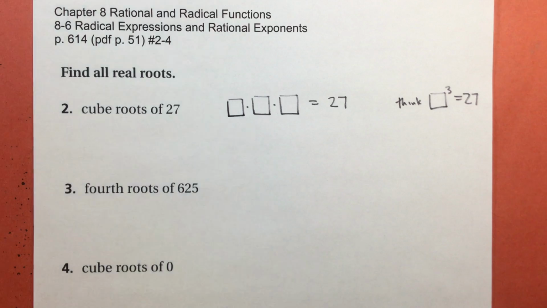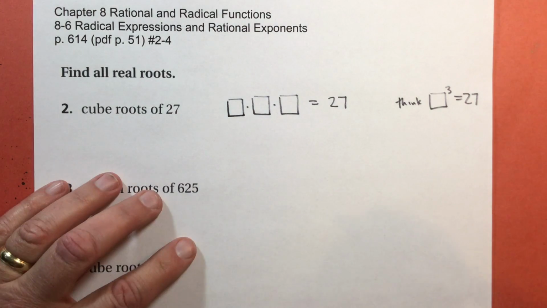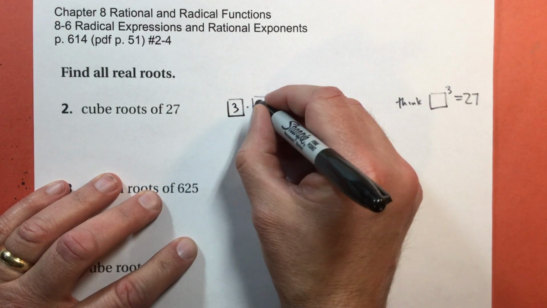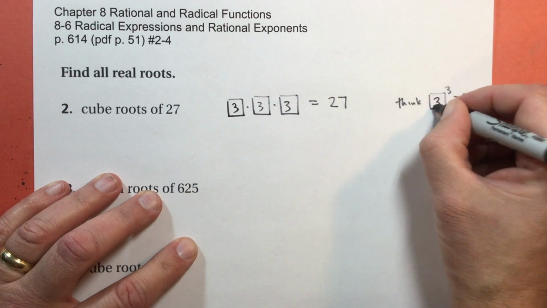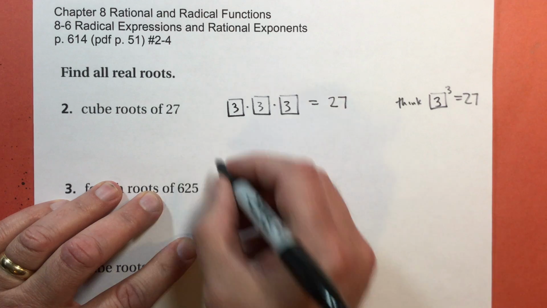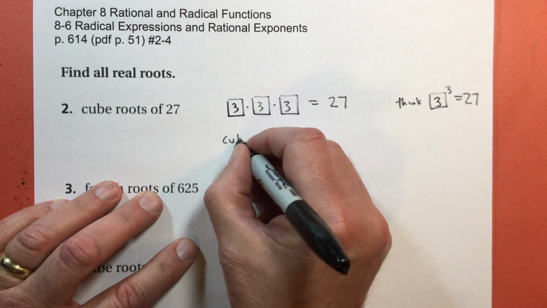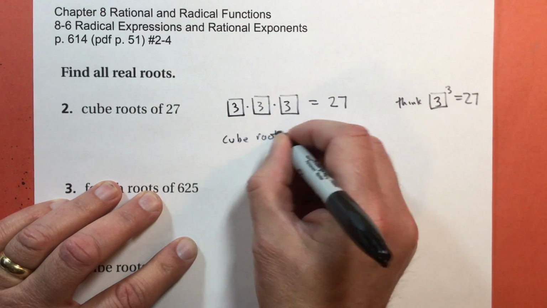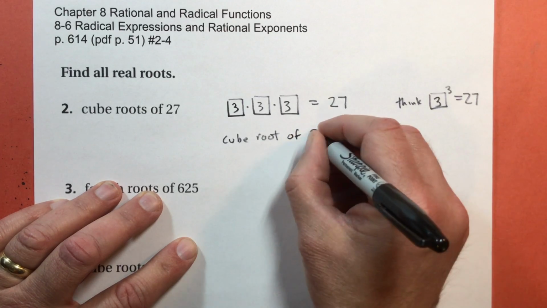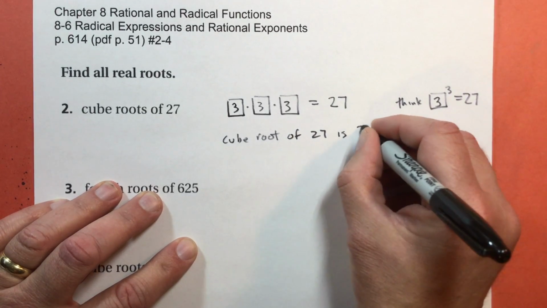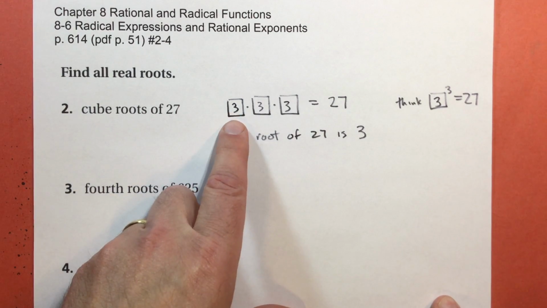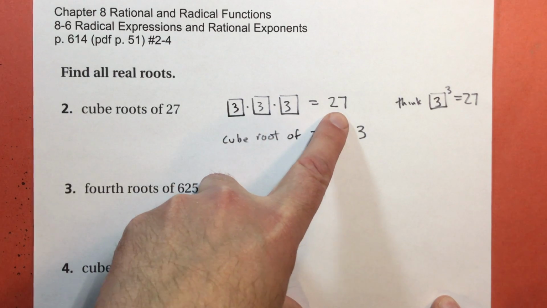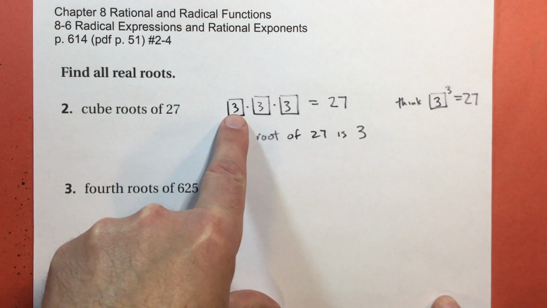And you can try different things. Eventually you're going to end up with 3 times 3 times 3 equals 27. 3 to the third power equals 27. So the cube root of 27 is 3. And I want to point this out again. I'm asking for what number multiplied by itself equals 27. So I'm looking for just that number, okay?